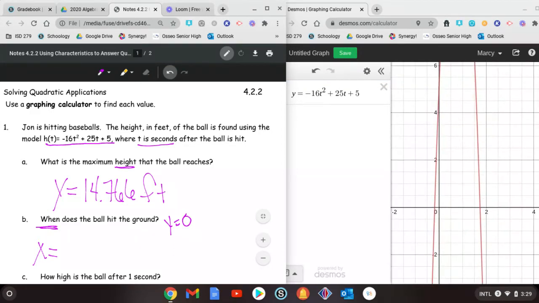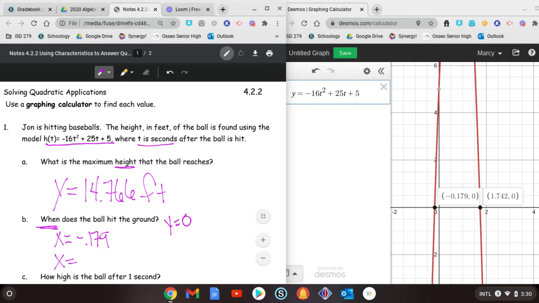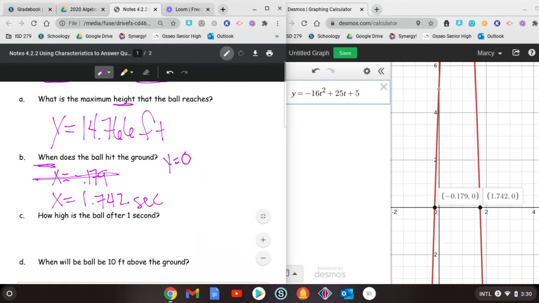So if you go to 0, it would be negative seconds. Does negative seconds make sense? No. So it would be x equals negative 0.179, and then x equals 1.742. Negative doesn't make sense, but 1.7 seconds does.